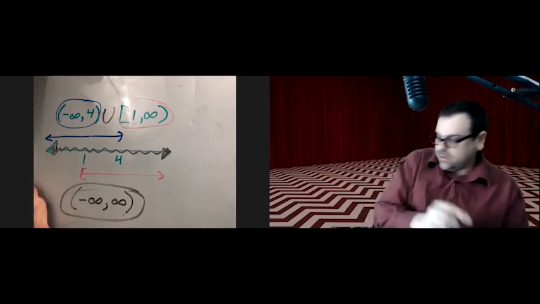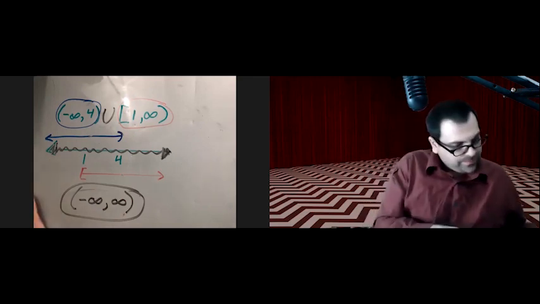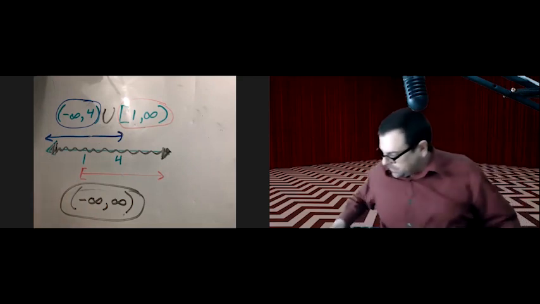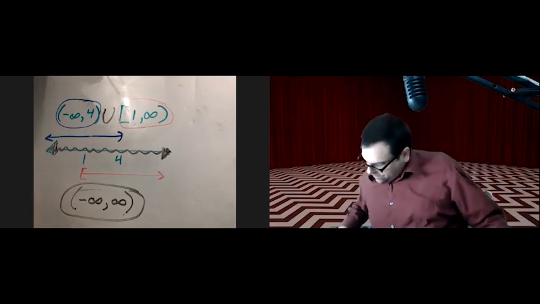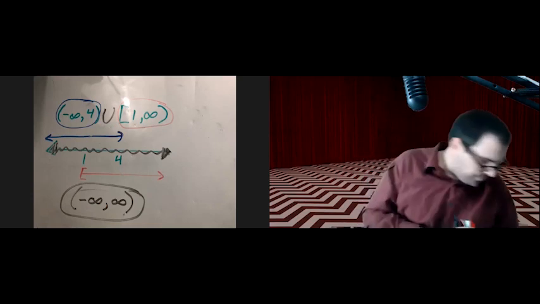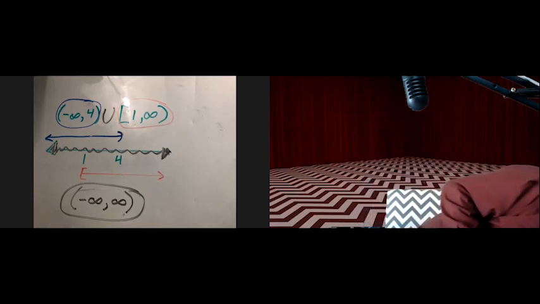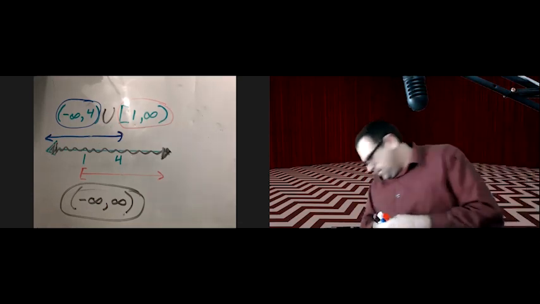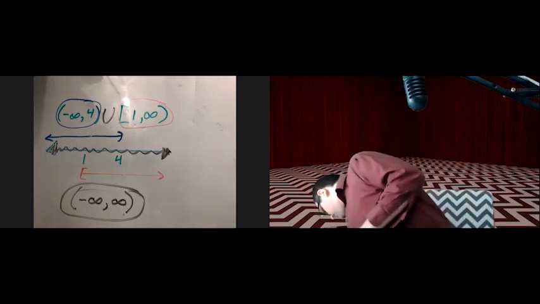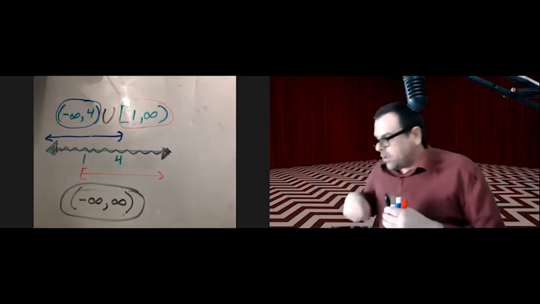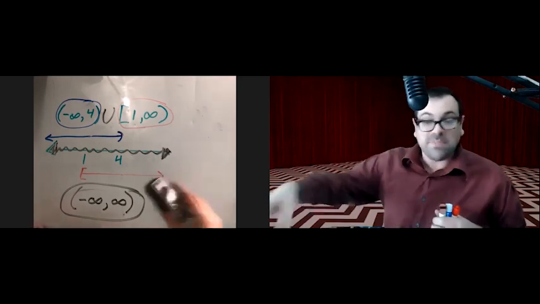Let's do a couple more. Marker cap down, marker cap down.